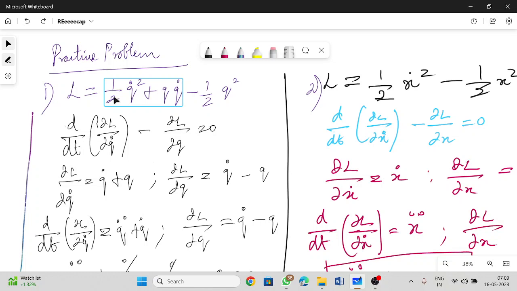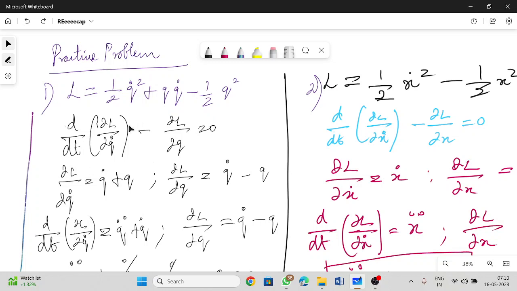So here we have a Lagrangian L equal to 1/2 q dot square minus 1/2 q square, right? Then for this we have a generalized coordinate which is q, and q dot is the generalized velocity. So once we have a generalized coordinate and generalized velocity, we write the Euler-Lagrange equation using that coordinate. So here I am using q dot and q, since we have L as a function of q dot and q. So we have to find dou L by dou q dot. Then we have to find dou L by dou q.